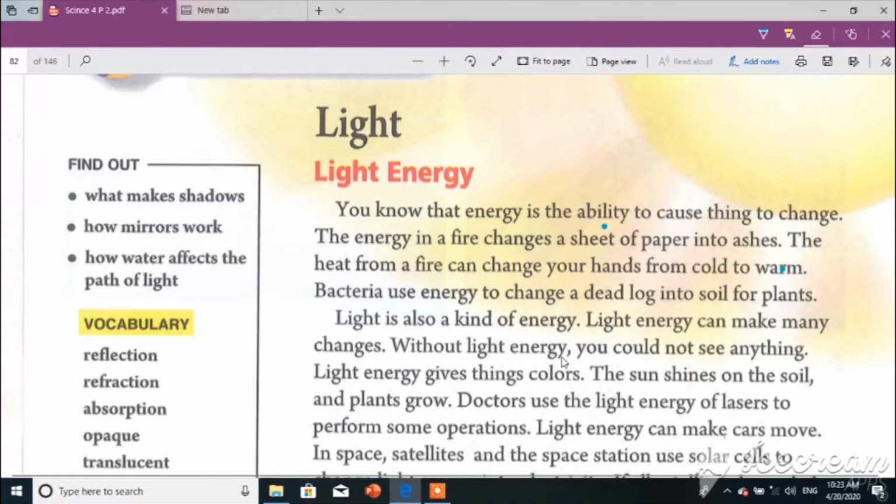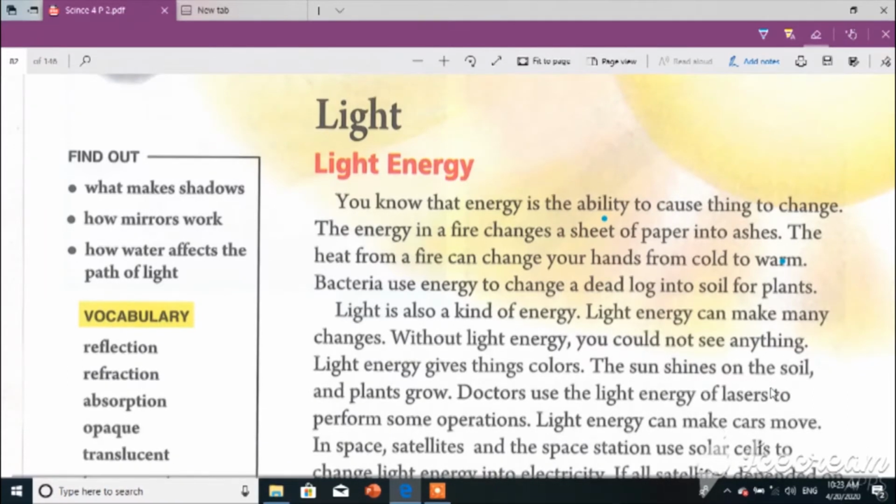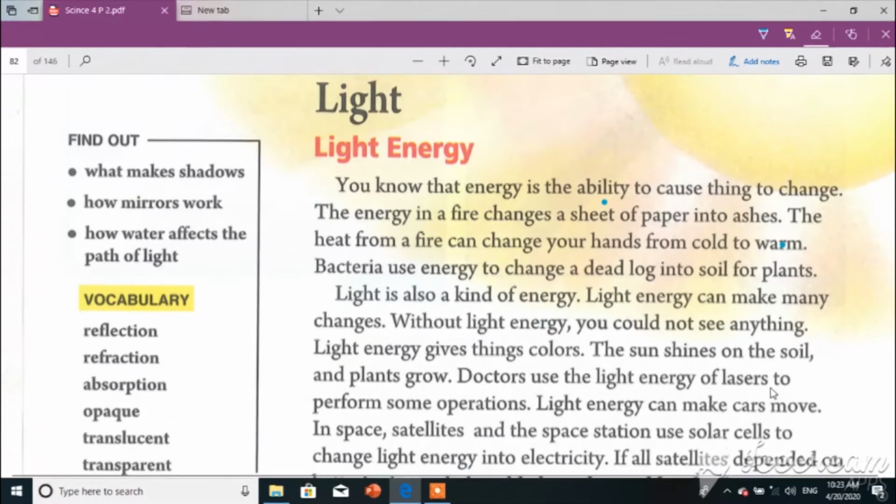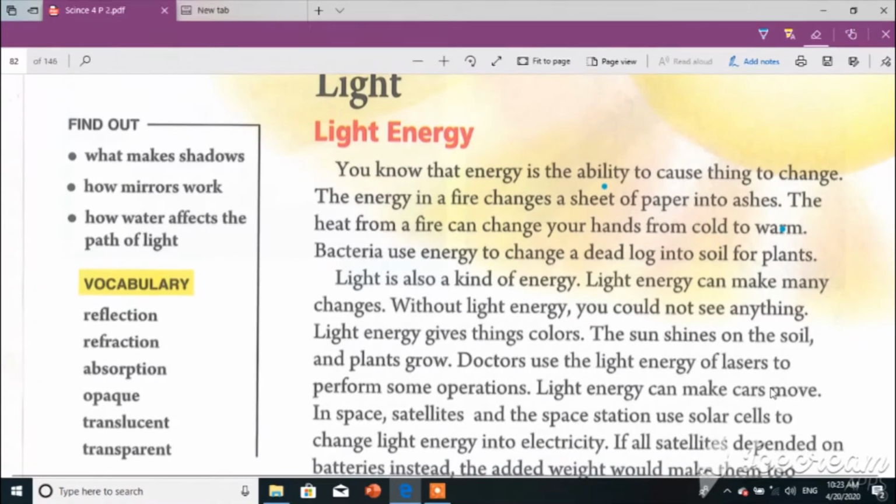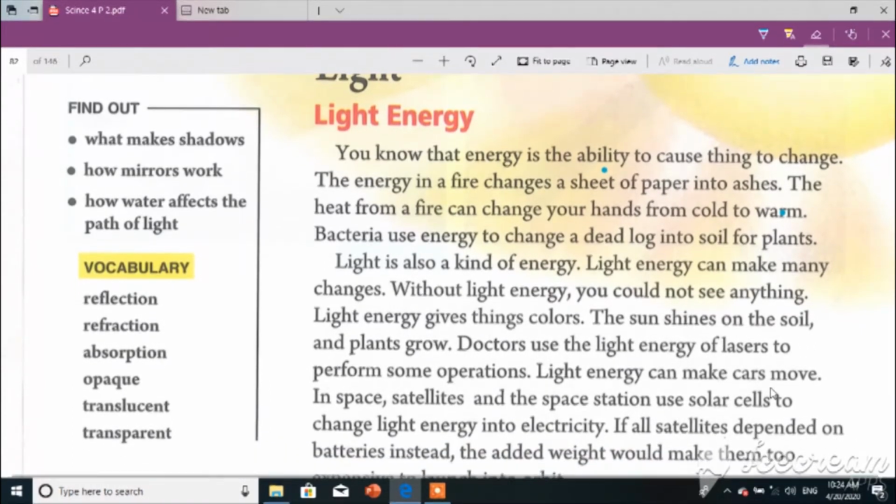Without light energy you could not see anything. In a dark place without light you could not see any objects. Light energy gives things colors. With light energy you can see colors and distinguish between them. The sun shines on the soil. Students, you know that the sun provides energy to the earth and helps plants to grow.